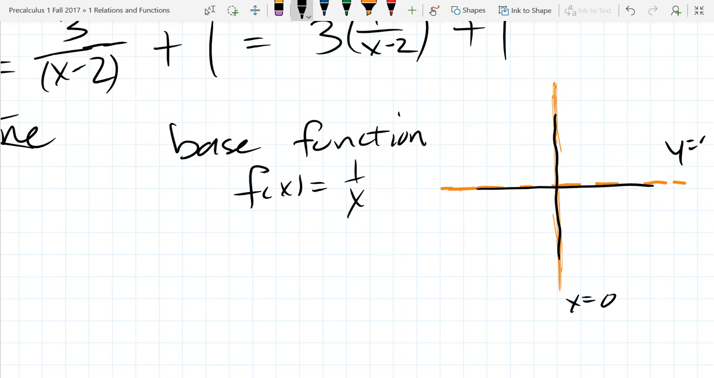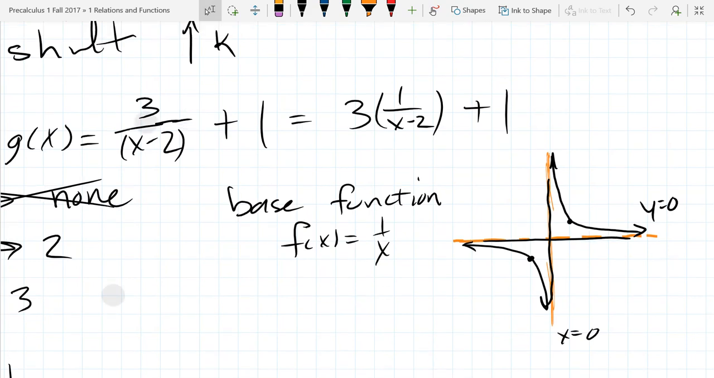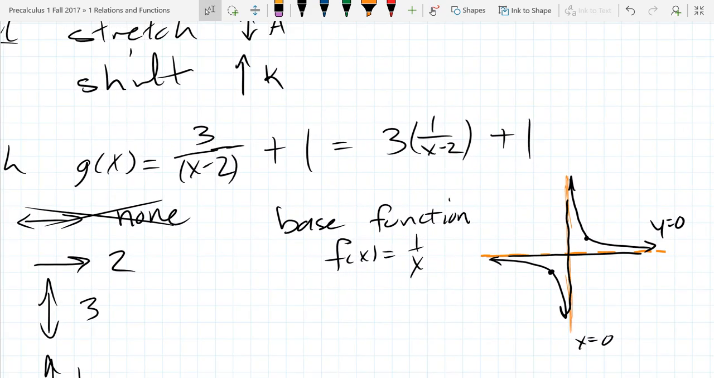X equals 0, y equals 0 are the two asymptotes. We got the point 1, 1, negative 1, negative 1. And then we have two curves. All right, Centralia High School colors, I think. All right, base function. Any questions before we start applying all of our transformations? You can absolutely label 1, 1, negative 1, negative 1.